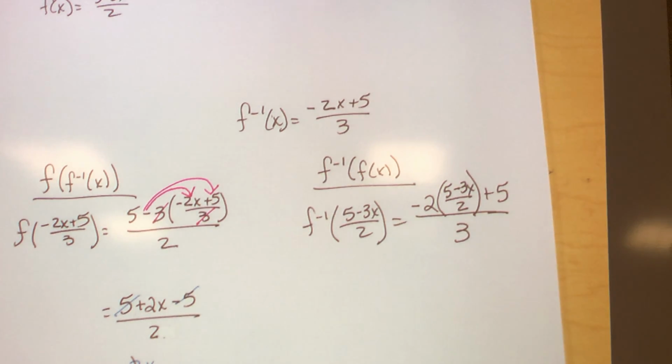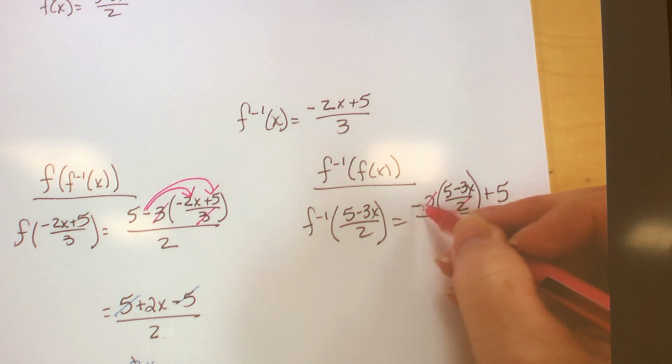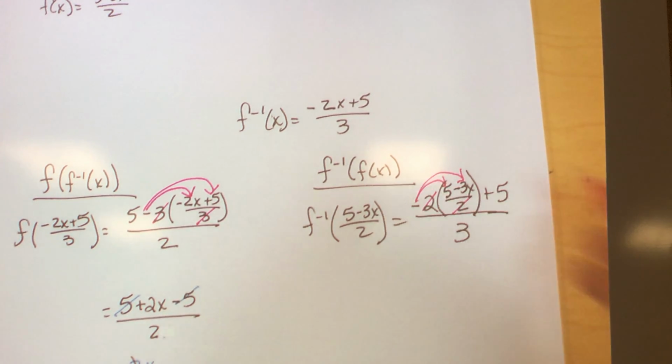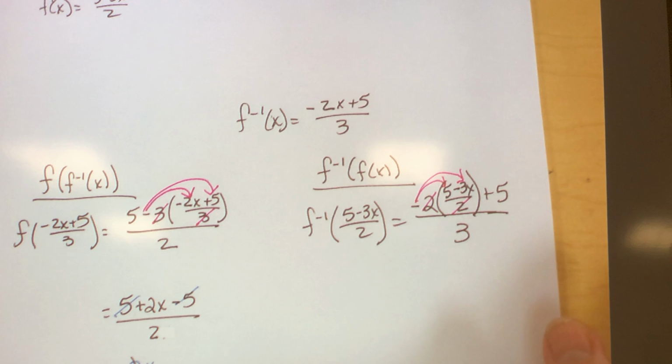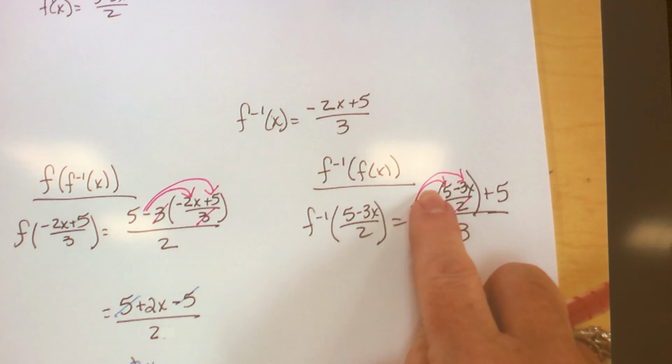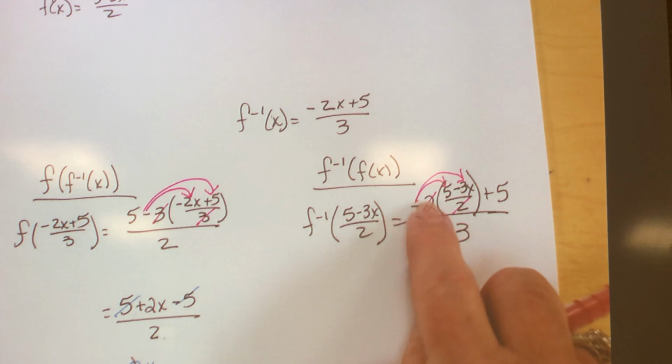All right. So who cancels? The 2's. Yeah, I'm canceling my 2's. But I still have to remember this negative. You gotta be careful. So my question is, how do you cancel a 2 and a negative 2? Technically, how many times does 2 go into negative 2? Negative 1 time. That's a -1 right there, guys.